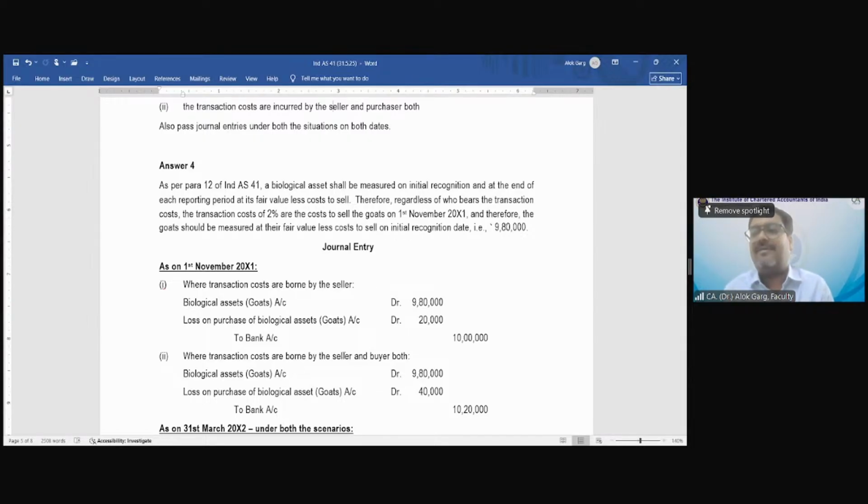So that is why we have measured this biological asset at the selling price, which is market value, which is 10 lakh rupees minus 20,000, 980. And this 980 is consistent in both options because it is fair value less cost to sell. Right. But the only change comes when the purchaser is also incurring some additional cost. Then that additional cost will also be charged to P&L. Okay. Clear?